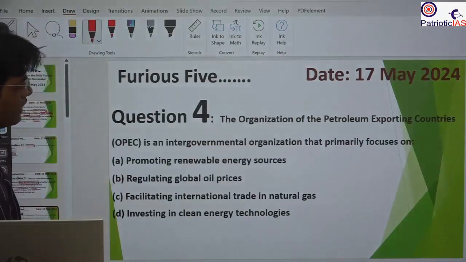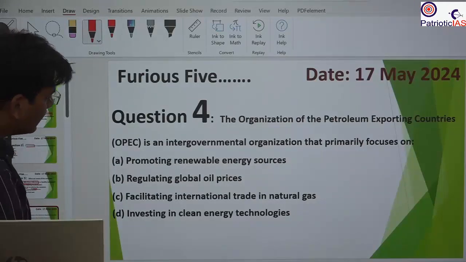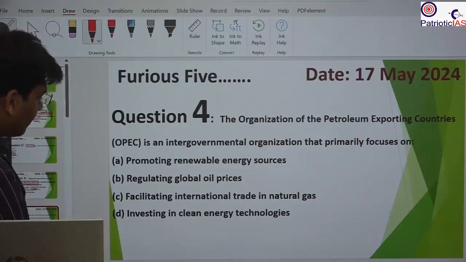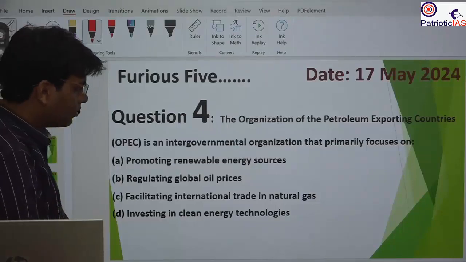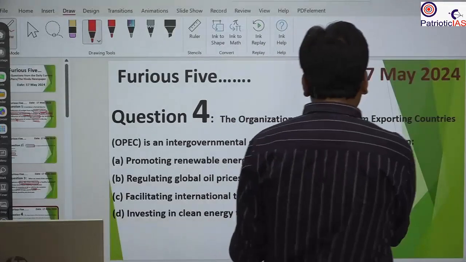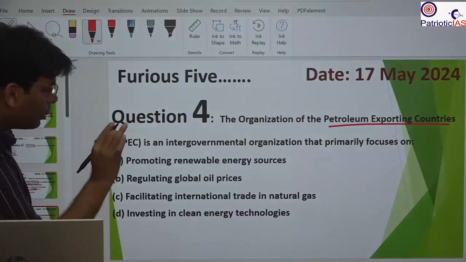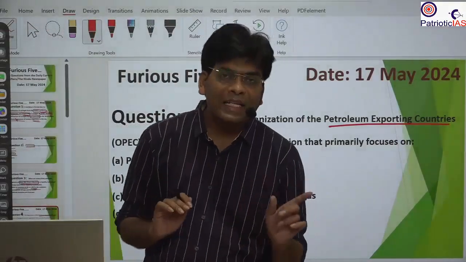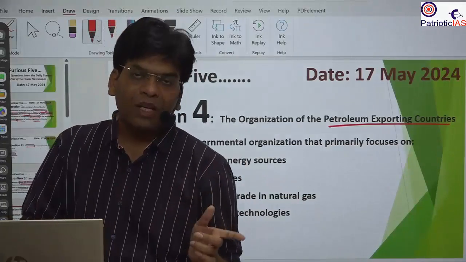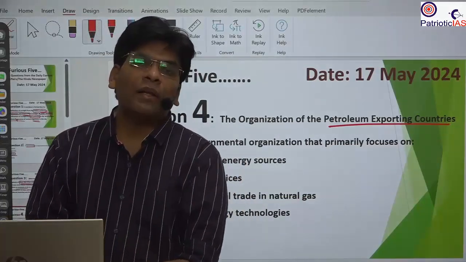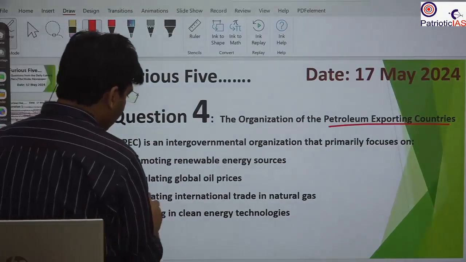Question number 4. The Organization of Petroleum Exporting Countries, OPEC, is an intergovernmental organization that primarily focuses on: A. Promoting renewable energy sources. B. Regulating global oil price. C. Facilitating international trade in natural gas. D. Investing in clean energy technology. So you will see that these are petroleum exporting countries, associated with crude oil, and they formed their group in 1960. Now they are 12 in number, and they mainly formed to regulate the global oil price.